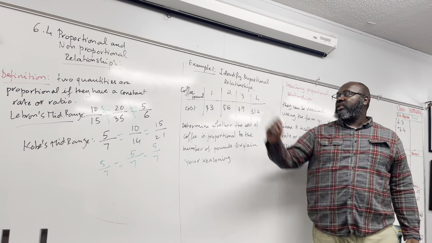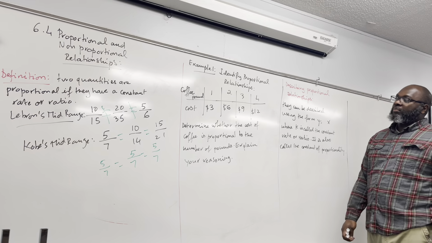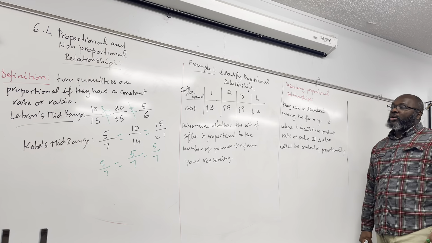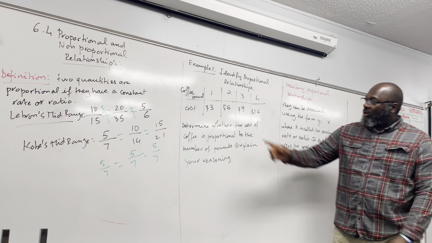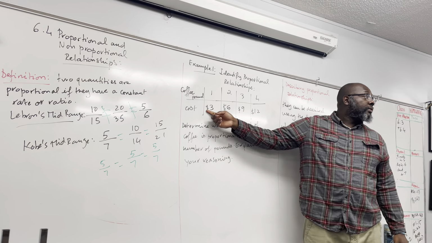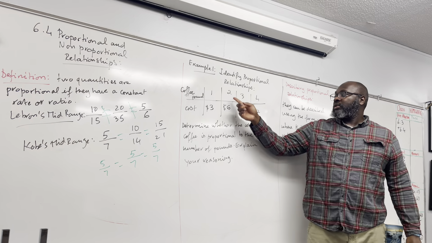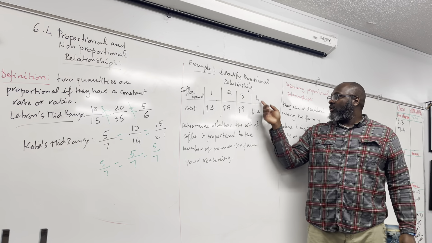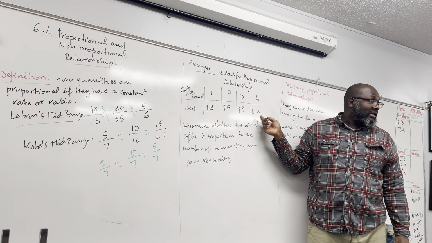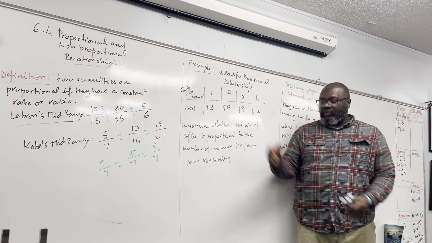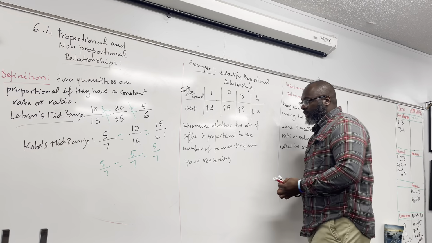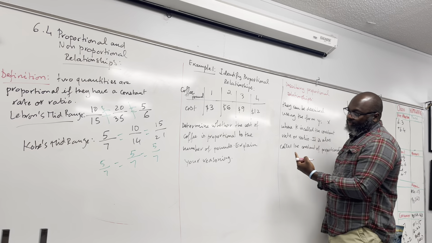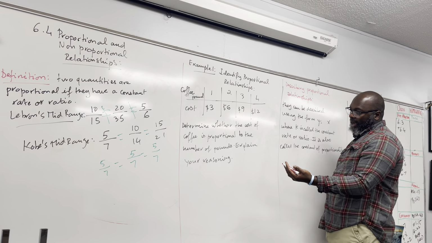Now, if you look at this relationship here, coffee per pound and then cost. So 1 pound of coffee costs how much? $3. 2 pounds cost $6. 3 cost $9. 4 cost... Is it consistent? Yeah. Is it constant? Yes, because 1/3, right? So determine whether the cost of coffee is proportional to the number of pounds.